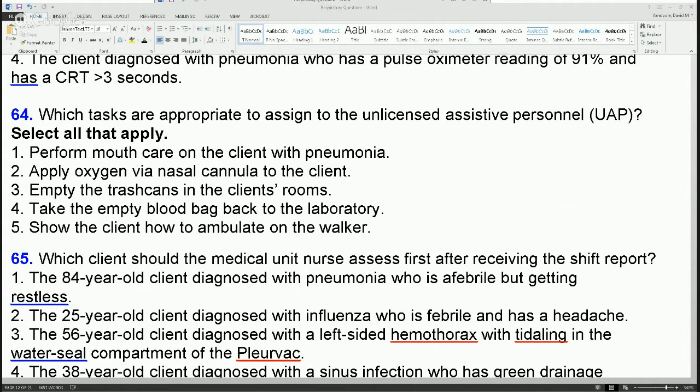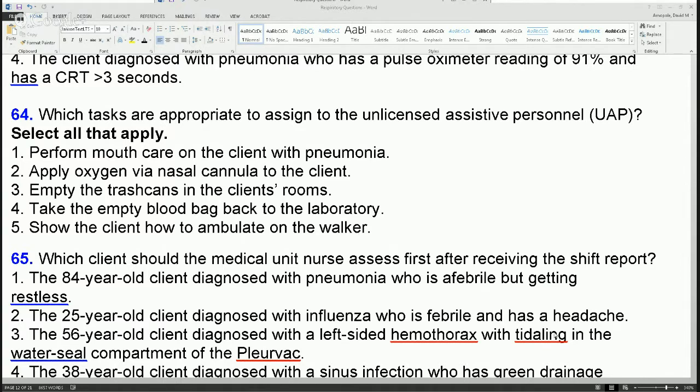3 is the housekeeping staff empties the trash can, not the unlicensed assistant. Don't assign tasks that should be done by other hospital departments. And 4 says the assistant can take empty blood bags to the lab. I didn't know you took blood, any kind of blood, back to the lab at all. Well, again, that would be more with a reaction.